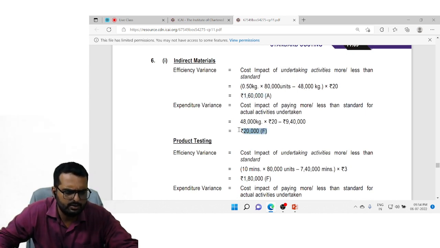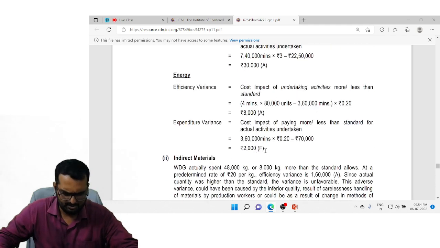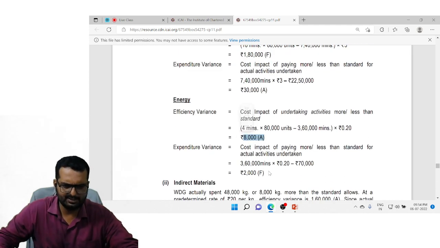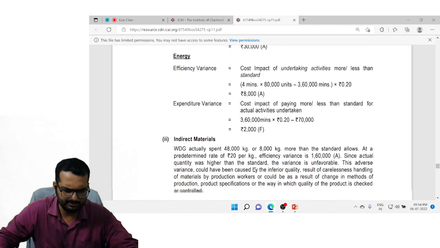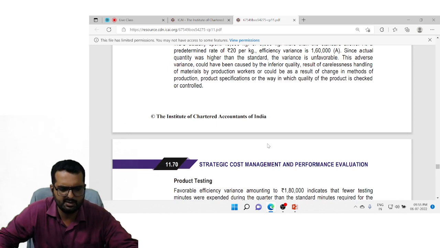1,60,000, 20,000 favorable. The net will be 1,40,000 adverse. Second one is 1,80,000 favorable and 30,000 adverse. Last one is 8,000 and 2,000 favorable. Net will be 6,000 adverse. Everybody got these answers?